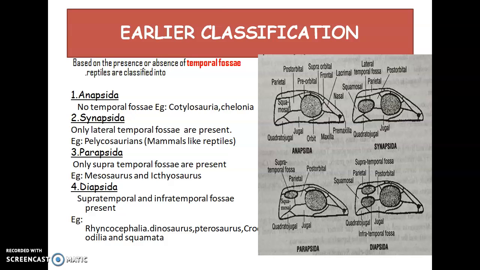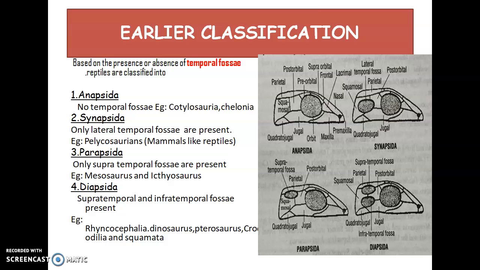Then the last one is called Diapsida. As the name indicates, 2 different kinds of temporal fossae are seen on the skull, that is, supratemporal fossae as well as lateral, infratemporal fossae. Supra means above and infra means just below. In between these supra and infra positions, the temporal fossae are present. They generally include Rhynchocephalia, the Tuatara lizard, Sphenodon, dinosaurs, crocodiles, then lizards, snakes, etc. All these groups come under this particular subclass.